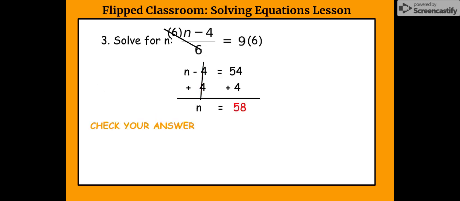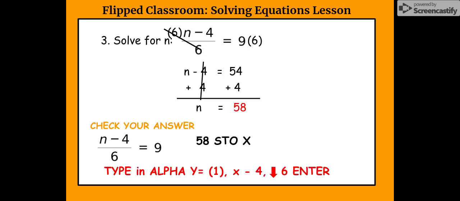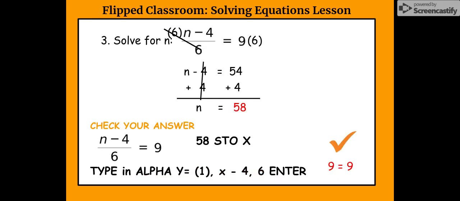Last but not least, we're going to check our answer. We're going to rewrite the equation. We're going to store 58 in for x, and we're going to type it in with alpha y equals. So we're going to do alpha y equals number 1, x minus 4 on top, go down to the bottom, push 6 in, and enter, and you should get 9 equals 9.